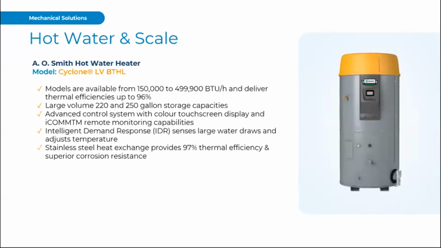The LV version, the large volume version of these, is the new Cyclone BTH-L. Again, these range from 150 to 500,000 BTUs, so they deliver a ton of recovery. And now they have a larger storage volume from the 119 base up to 220 and 250 gallons of storage. So even for a large long-term care facility, you may have one or two of these, or one 220 with a higher BTU for greater recovery, paired with a storage tank, may be the way you go about this as well.